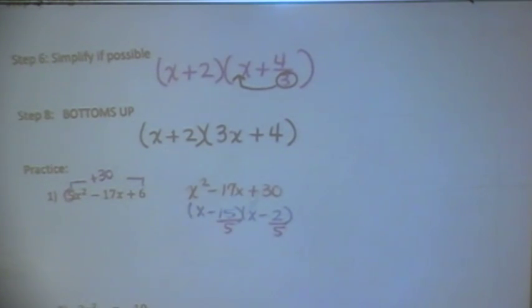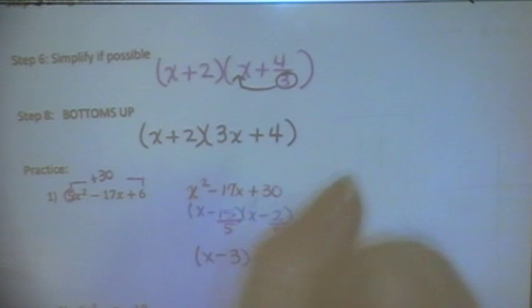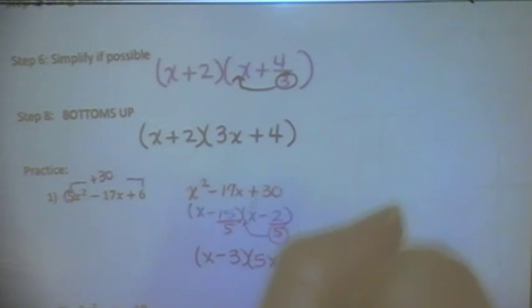Simplify these fractions if you can, and the first one does. It becomes x minus 3. The second one does not, so you can do bottoms up. 5x minus 2.